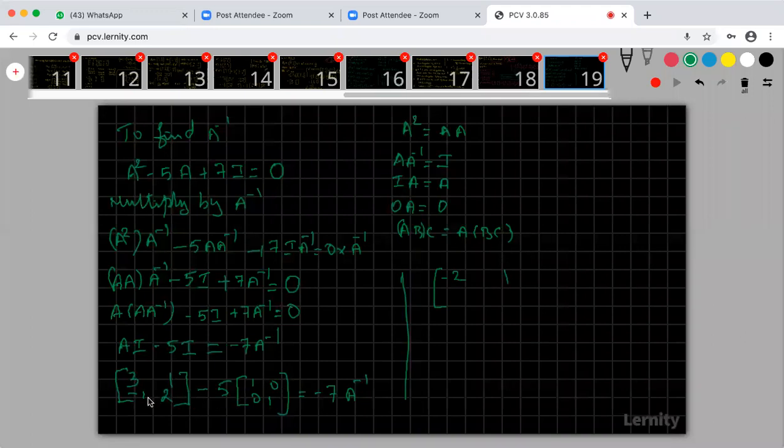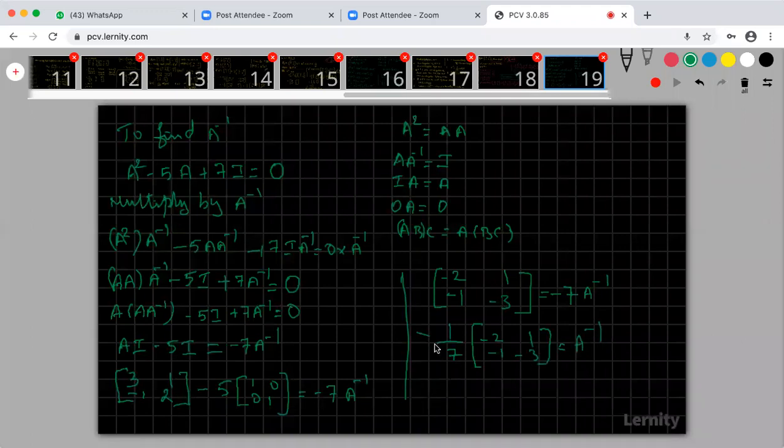Okay. And this is minus 1 minus 5 into 0, that is also minus 1. Okay. And 2 minus 5 means that is minus 3. So therefore, this is minus 7 times A inverse. So therefore, minus 1 by 7. Bring this minus 7 to the left hand side because I need only A inverse. Minus 1 by 7 of minus 2, 1, minus 1, minus 3. So therefore, this is my A inverse.